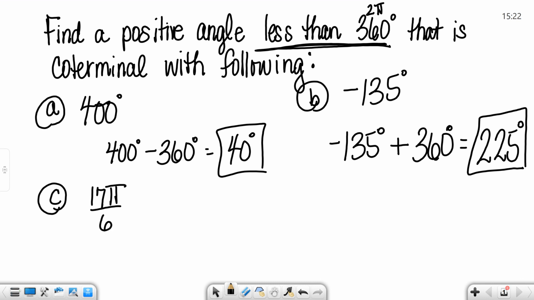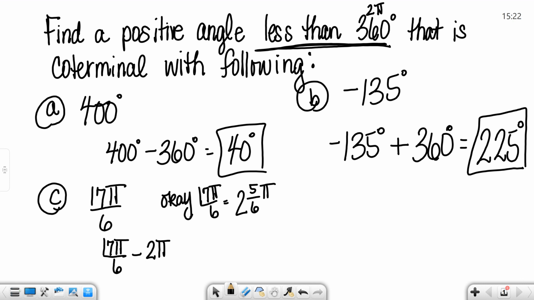Well, let's think about it like this. Here's the way my brain has to think about that. 17 pi over 6, if I just actually divide that, 6 goes into 17 2 times with 5 left over. So I know I've got 2 and 5/6 pi. So if I take 17 pi over 6 and I subtract 2 pi, because this 2 right here means 2 pi and then 5/6 more.